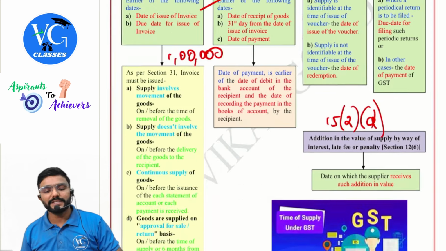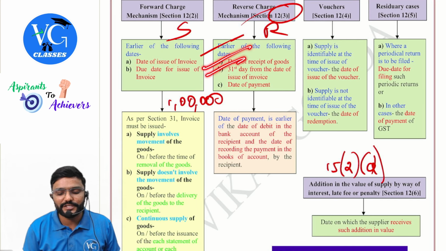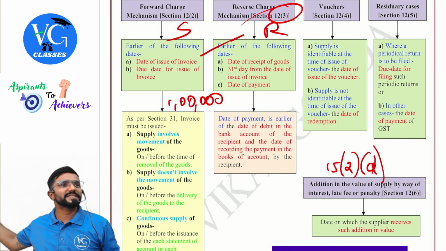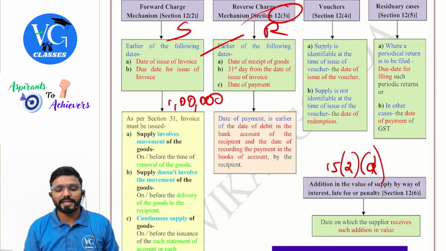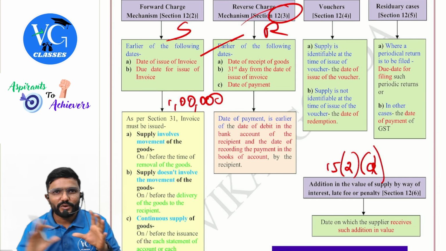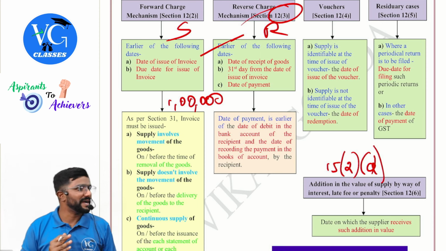Okay. If it is RCM for goods, 3 dates are there: date of receipt of goods, 31st day from the date of invoice, or date of payment, whichever is earlier. Whereas for services, they told, no, we will not take the date of receipt. We take that 61st day and date of payment. Clear? So highlight the difference between both so that it would be easy for you to remember, guys.